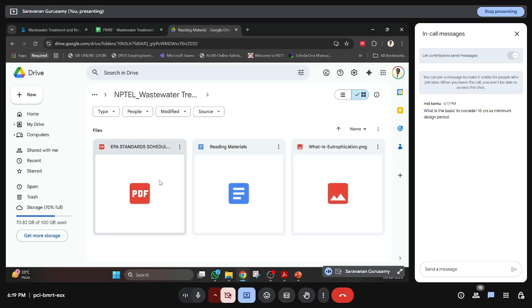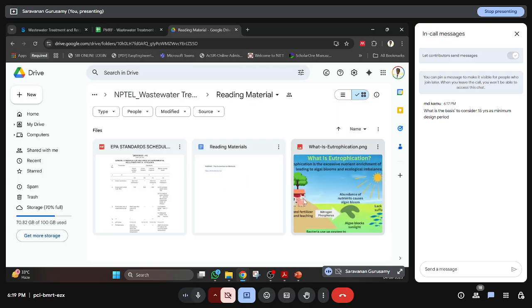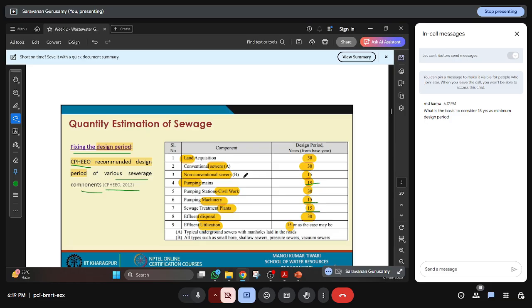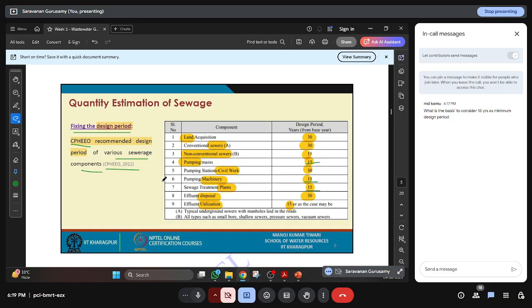Some of the reading materials I have also uploaded, like the EPA standard we discussed, eutrophication we discussed, and the Ramsar convention sites, all of which I have given in the Word file. So you can also refer to this. Today I will upload the CPHEO manual.